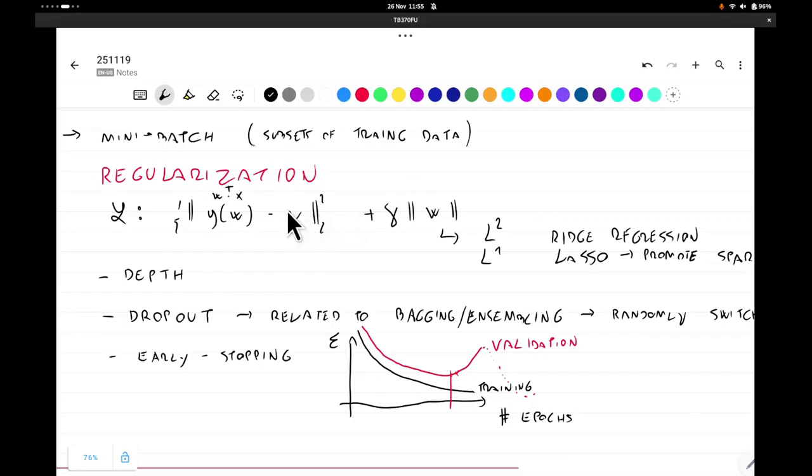So it could be the L2, the squared Euclidean distance, or the integral over all the data points, or the sum if you have a finite set, as one usually does. But most importantly, the regularization is some kind of penalty on the size or complexity of the weights themselves, right? So this is the general expression for regularization in machine learning.